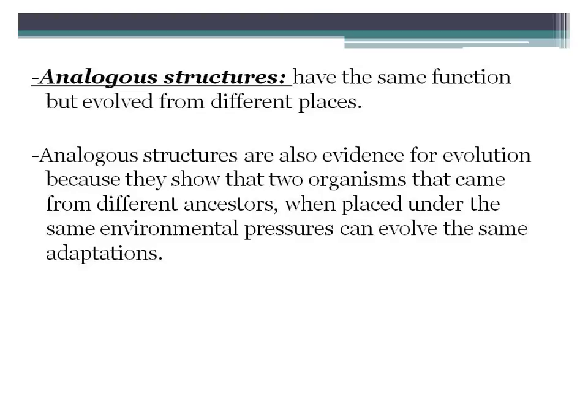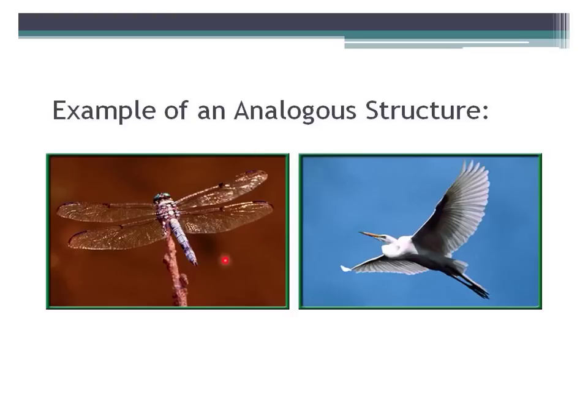So, since they're 2 unrelated, they do not show common ancestry. They just show that same environmental pressure, same adaptation. So you can see in the example, cartilage wings, bird wings, same structure, 2 unrelated species.